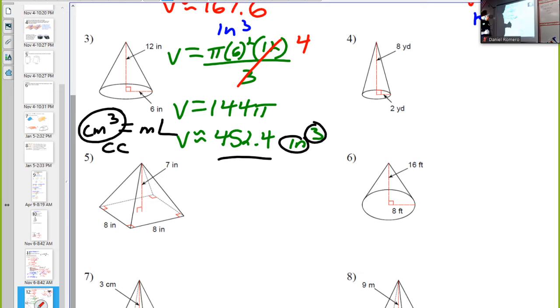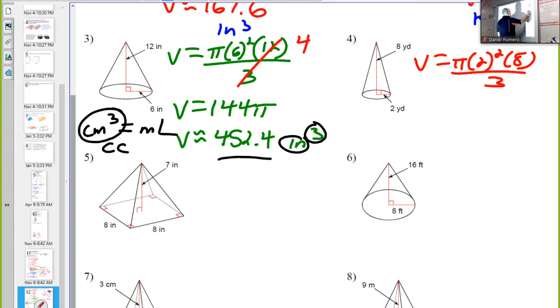32 over 3, yeah. Volume is equal to 5 times 2 squared times 8 over 3. Nothing here cancels out. 2 squared is 4 times 8 is 32, so 32 pi over 3.